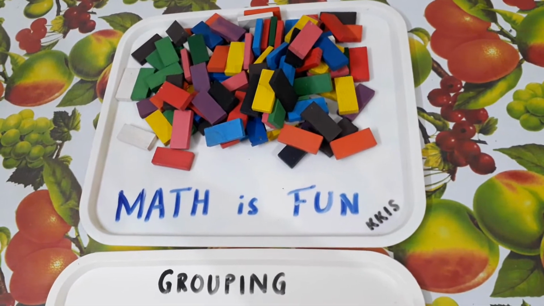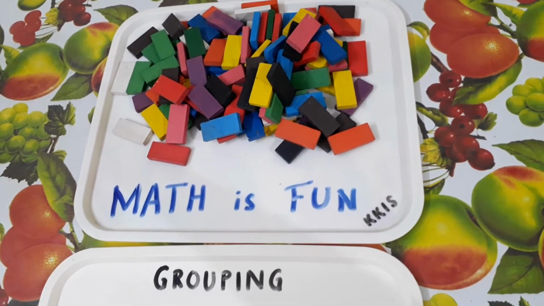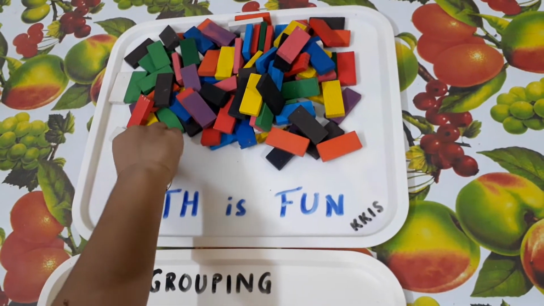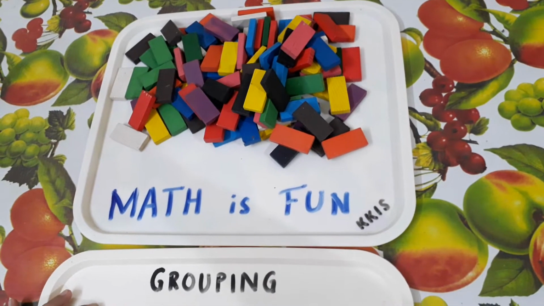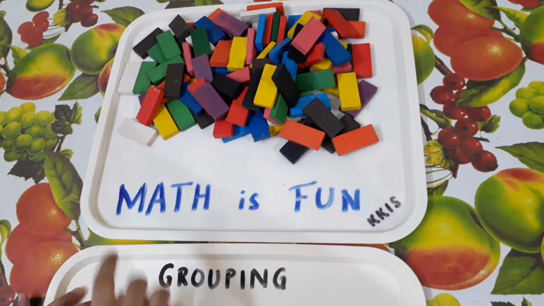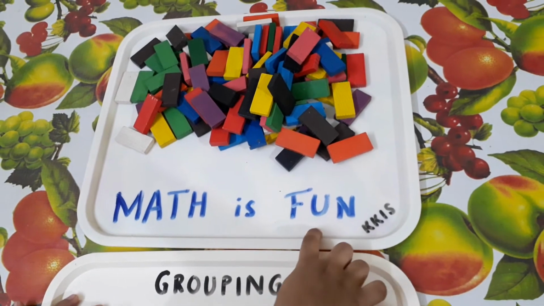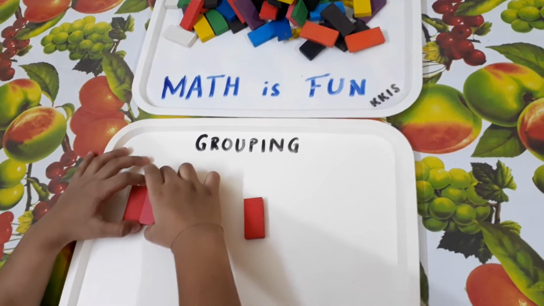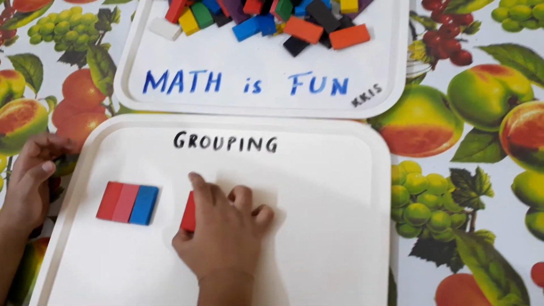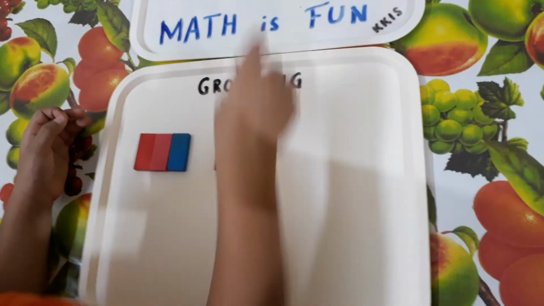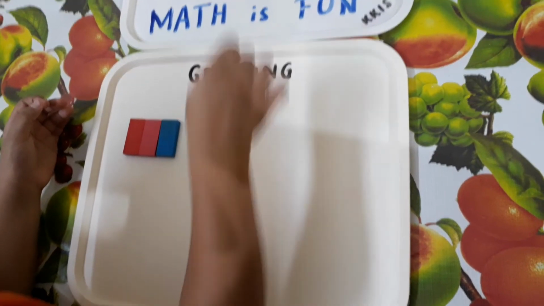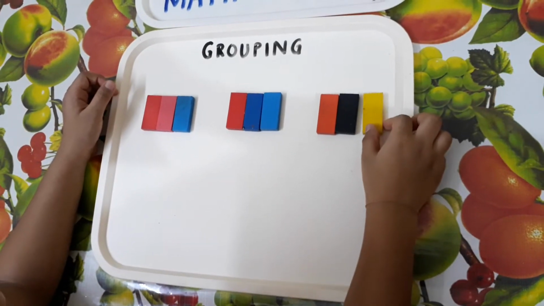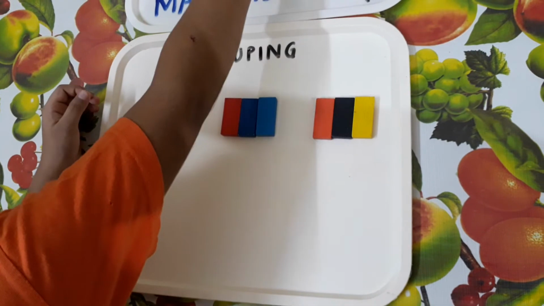Can we now form groups of 3s? Would you like to give it a try? Yes. Get started. Math is fun. 3 words. Point to the 3 words. Math is fun. So let's make groups of 3. Lovely. You have made one group of 3. Another group of 3. Another group of 3.